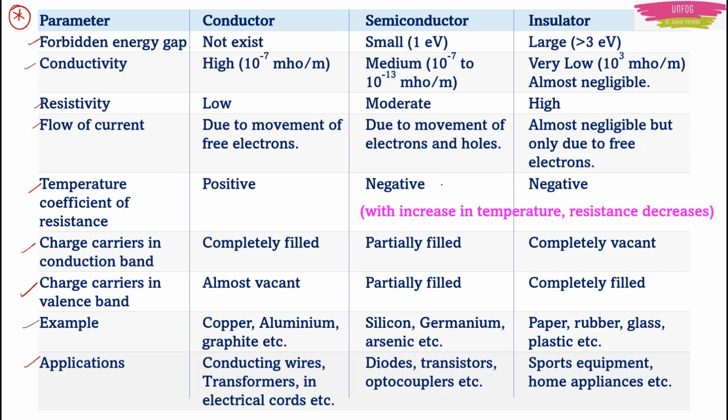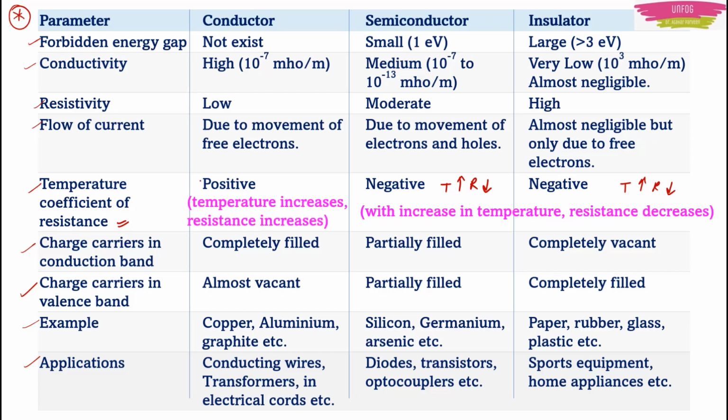Negative means, see, temperature is increased, resistivity is decreased, isn't it? There is a negative impact of temperature, right, on the resistivity. That's why we say temperature coefficient of resistance is negative. This is happening both in semiconductors and insulators. But what happens in conductors? We say that it is positive, right? Temperature coefficient of resistance is positive in conductors.